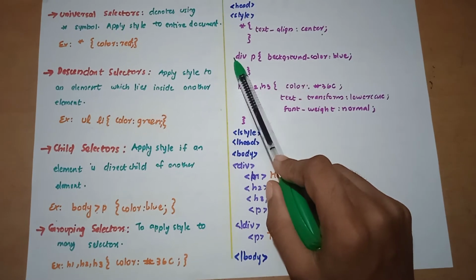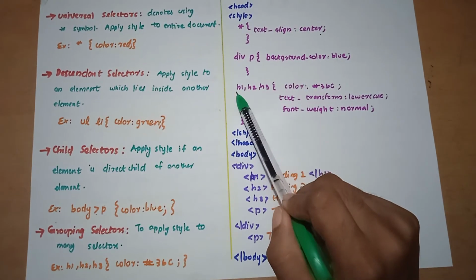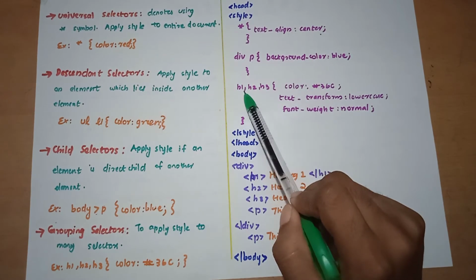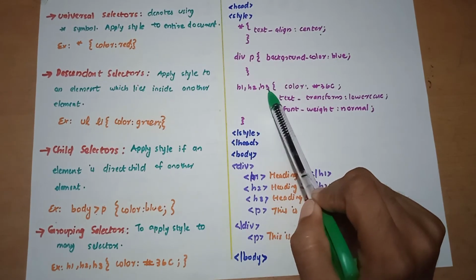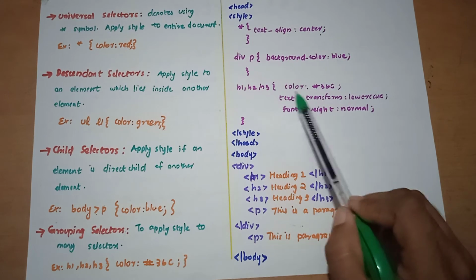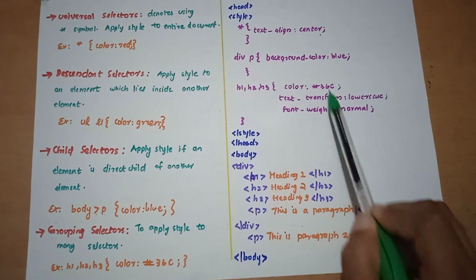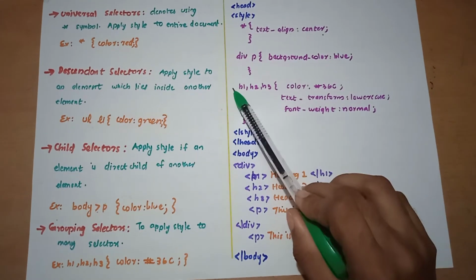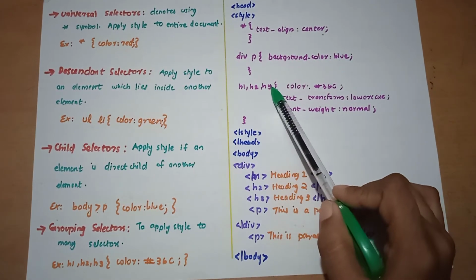Okay. So the next one, as you can see, there are three different elements separated by commas. That means this is a grouping selector. So I have defined it with many CSS properties and everything will be applied to these three things together.